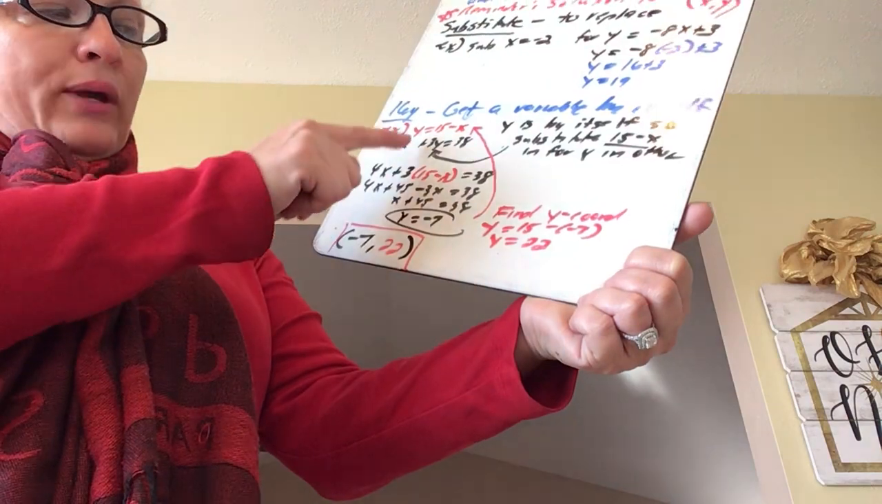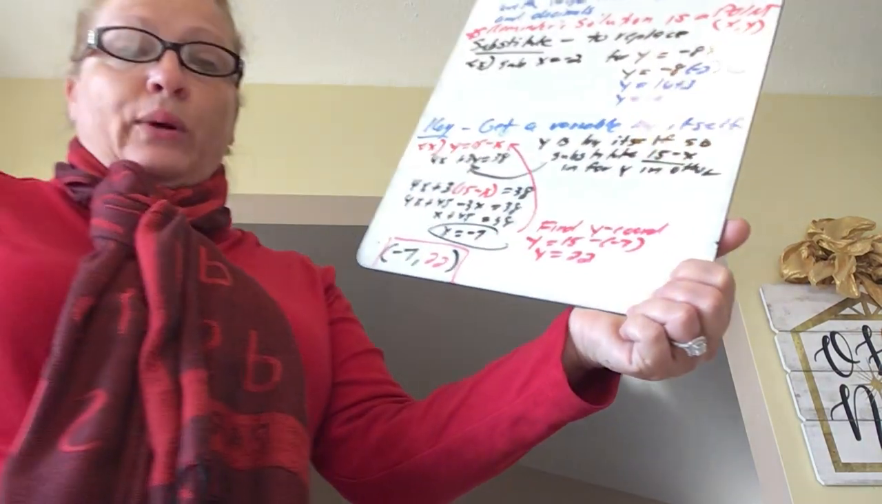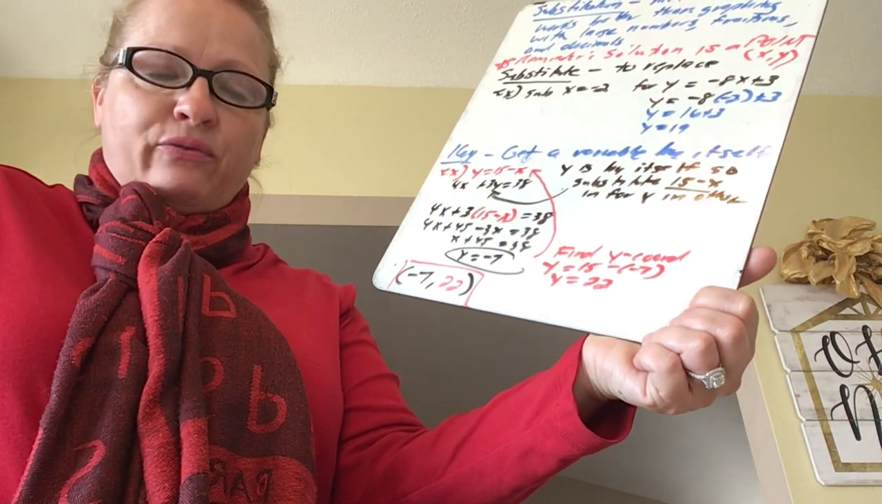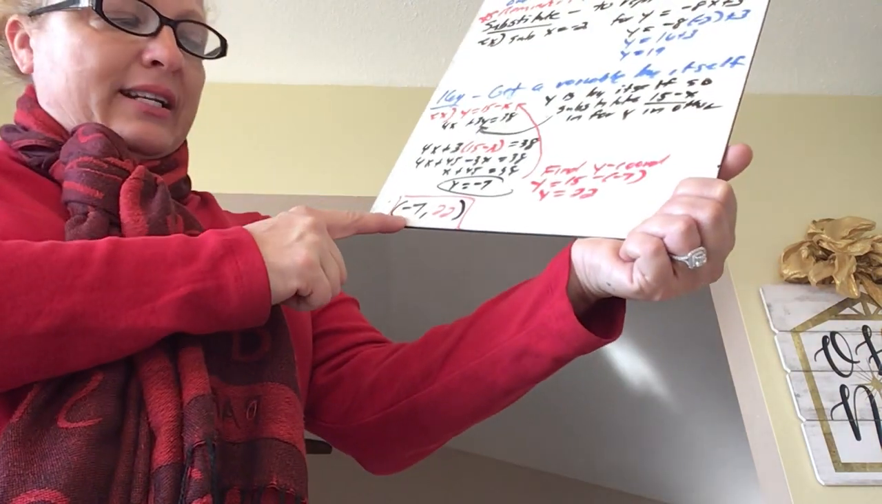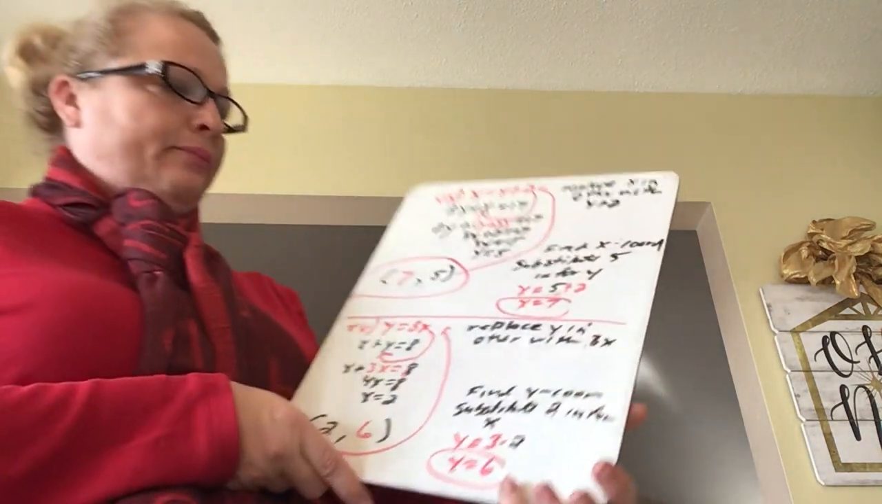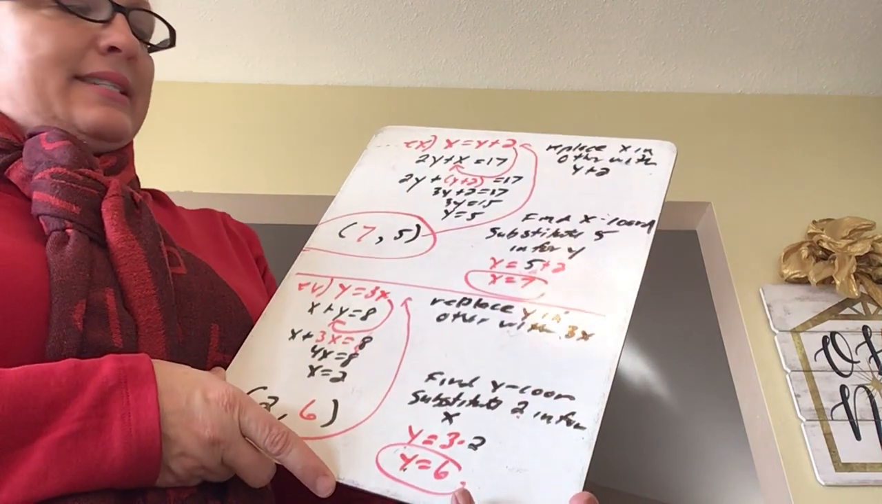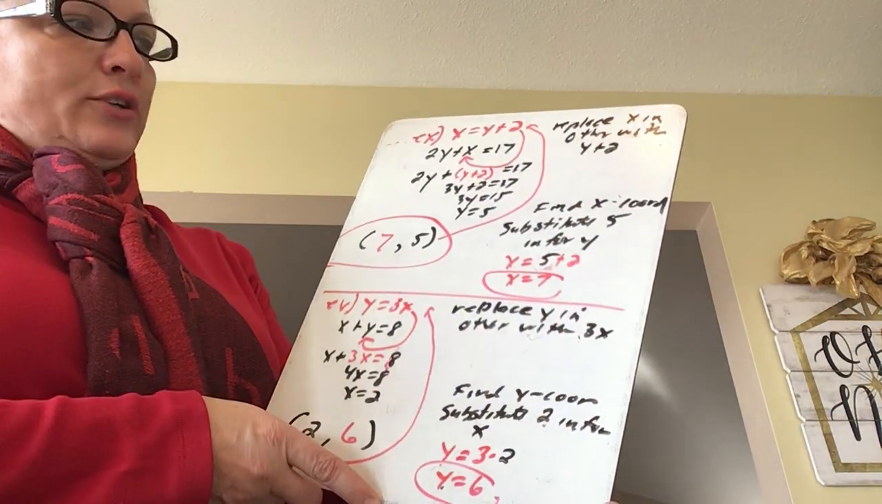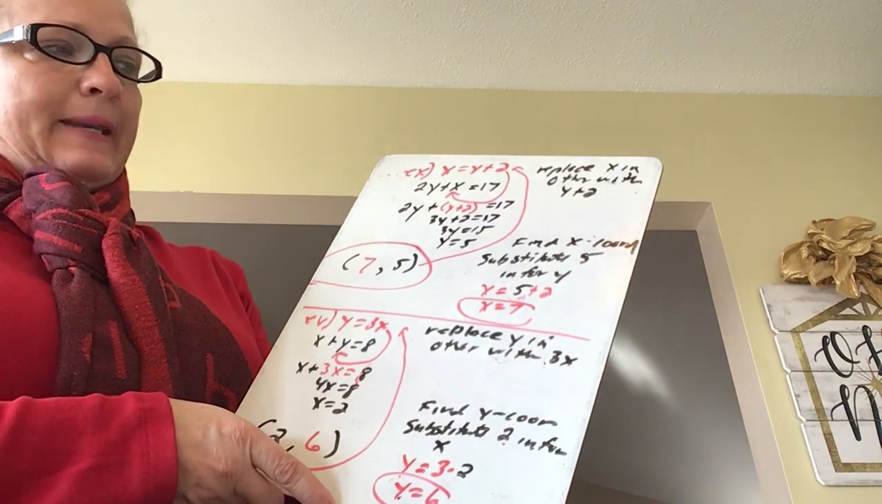So if we would have graphed these two lines, which meant we would have had to have a very large graph, they would have intersected at the point (-7, 22). Okay, now let's go to the example in the notes below that one. The one where we have x equals y plus 2 and 2y plus x equals 17.